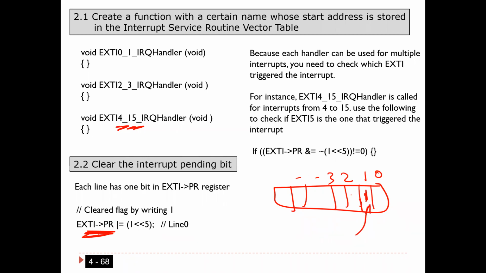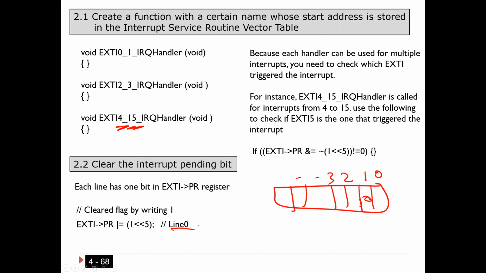And you have to clear it. The way we clear it is by writing 1, not 0. That's how it works. So you have to write 1 to clear this bit. Don't forget this one. I think I made a mistake. I'm sorry, this is not line 0, this is line 5. I'm going to correct it.